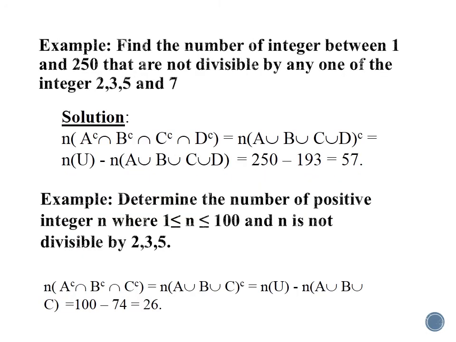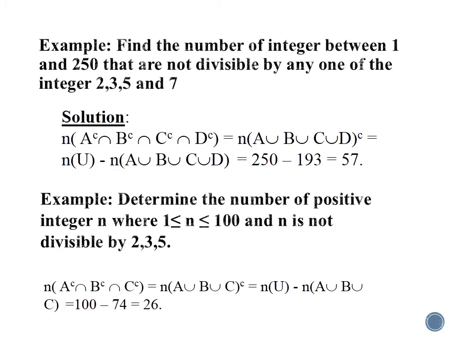Next example. Find the number of integers between 1 and 250 that are not divisible by any one of the integers 2, 3, 5 and 7. In the last problem we have seen the number of integers between 1 and 250 that are divisible by any one of the integers 2, 3, 5 and 7. So this is the complement of the last problem.